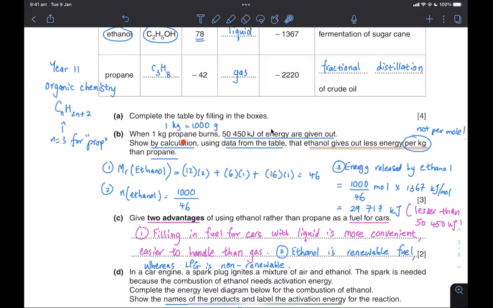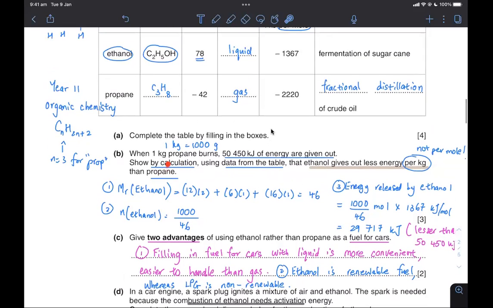This is 1 kilogram of propane. They give you this much energy. There is no need to convert this to mole. There is no need to find the mole of propane because this information is given. They want you for ethanol. When you are doing questions, you are not a very good reader, and therefore you need to circle and underline information. They want ethanol, and this is per kilogram of ethanol.